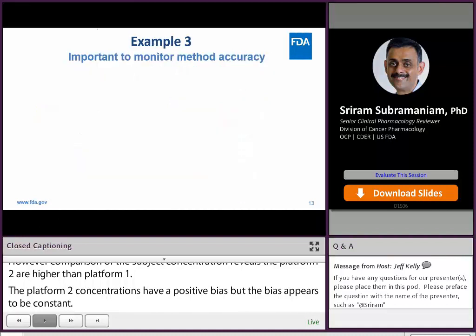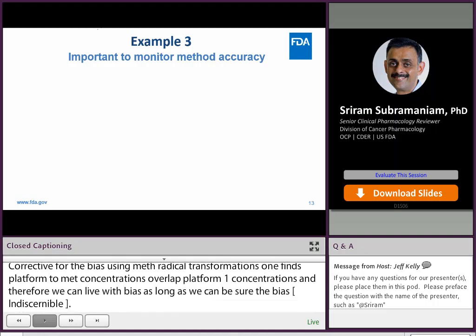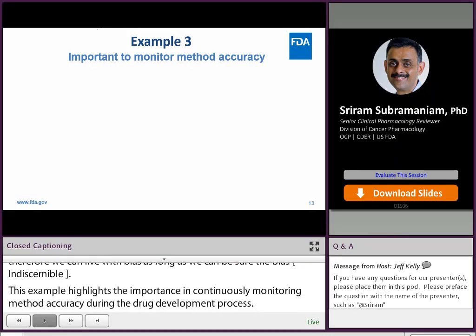This example highlights the importance of continuously monitoring method accuracy during the drug development process. It's not sufficient just to validate the method and expect the method to perform well during study sample analysis, and this example illustrates why. Method 1 was validated and was used to analyze samples from a pivotal study and also from a supporting clinical study.